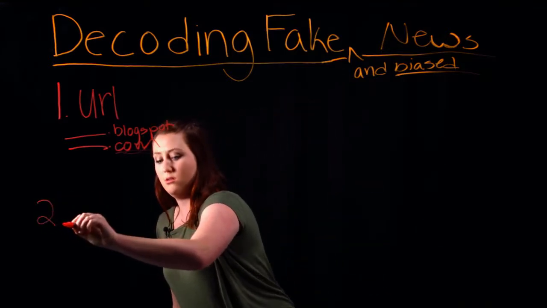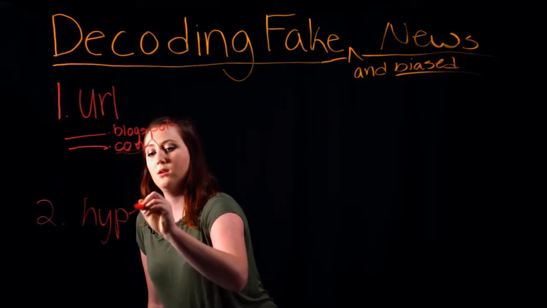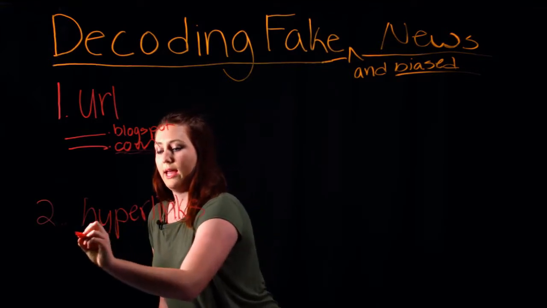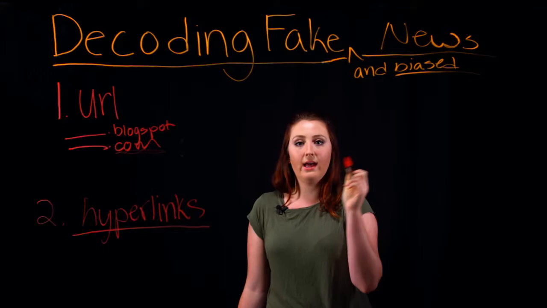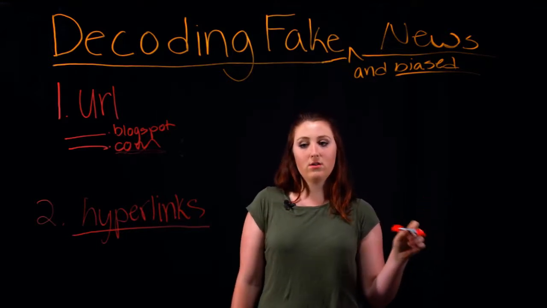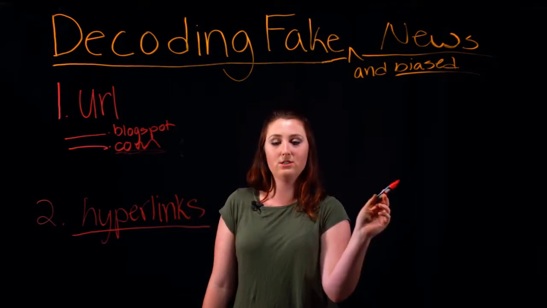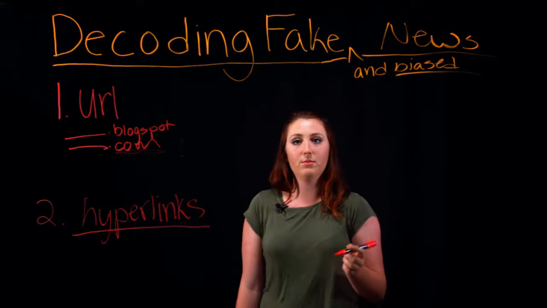So that leads us to the second tip, which is hyperlinks. And those are going to look in an article like text that is underlined like this. So if you are looking at a study inside of an article, it's going to say "this study" or something of that nature and be completely underlined. You can click on this and go to the study and reference all the background information.